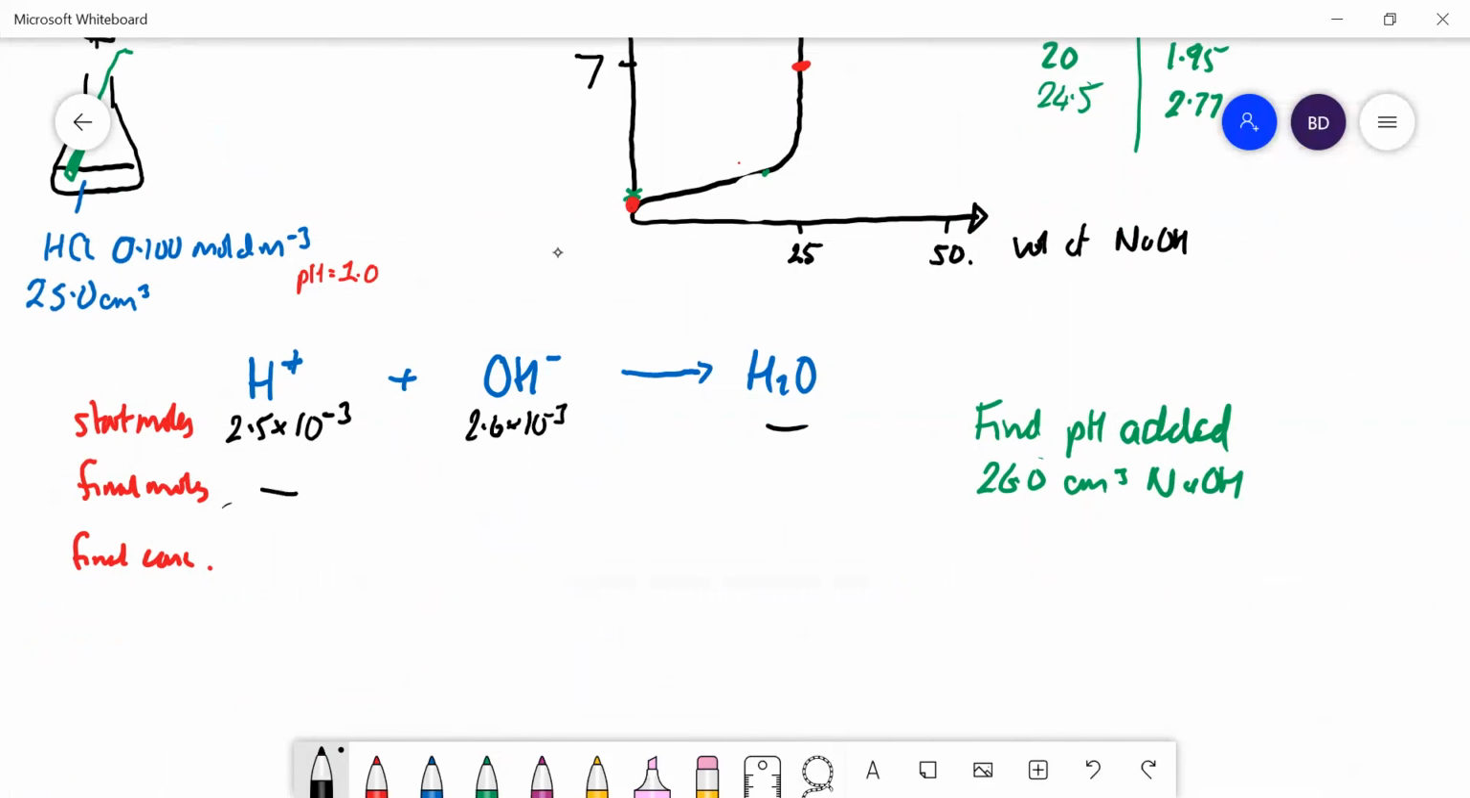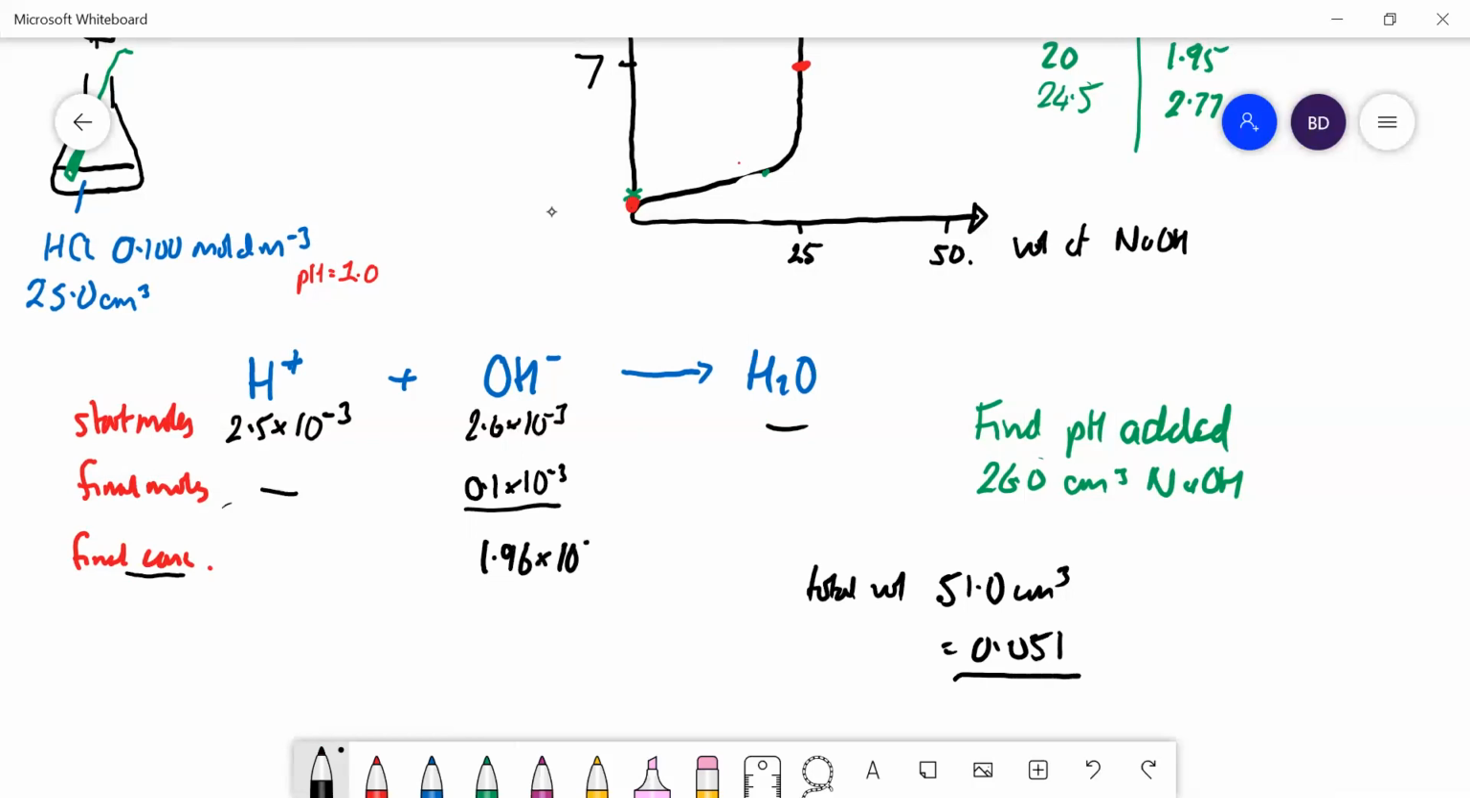That's all gone. This is different now. We've gone past that. We have now got 0.1 times 10 to the minus 3 moles of NaOH. For the final concentration, we need to know the volume. The total volume now is 26 plus 25. That's 51 centimeters cubed, which is 0.051 dm cubed. So we've got to divide that by the volume. 0.1 times 10 to the minus 3 divided by that is 1.96 times 10 to the minus 3 moles per decimeter cubed of OH minus.